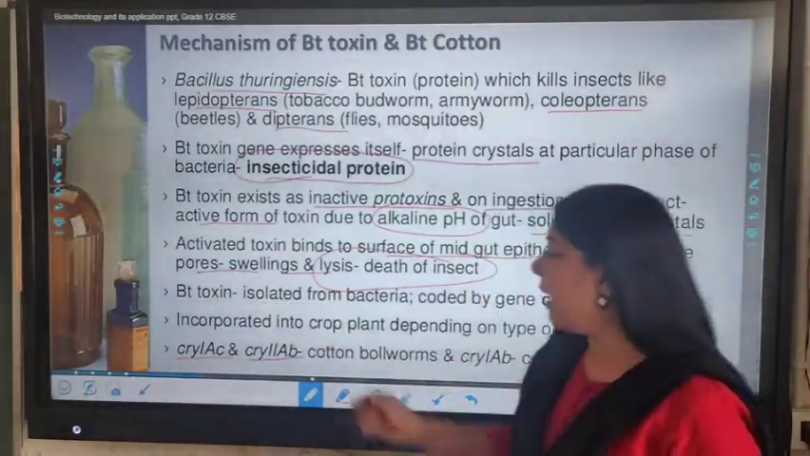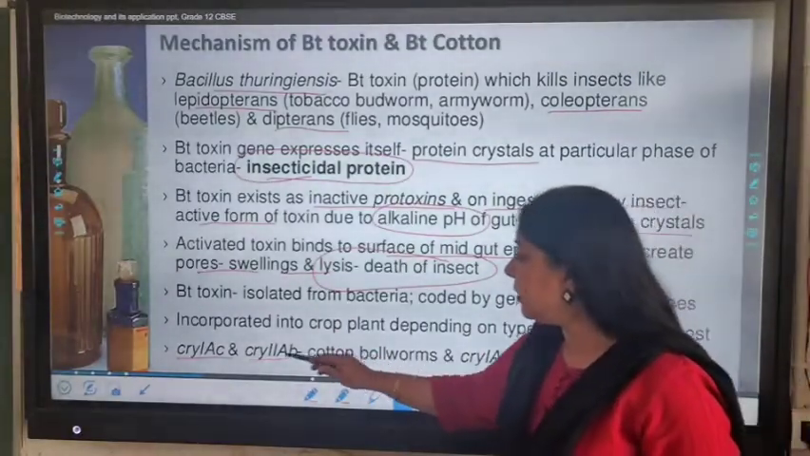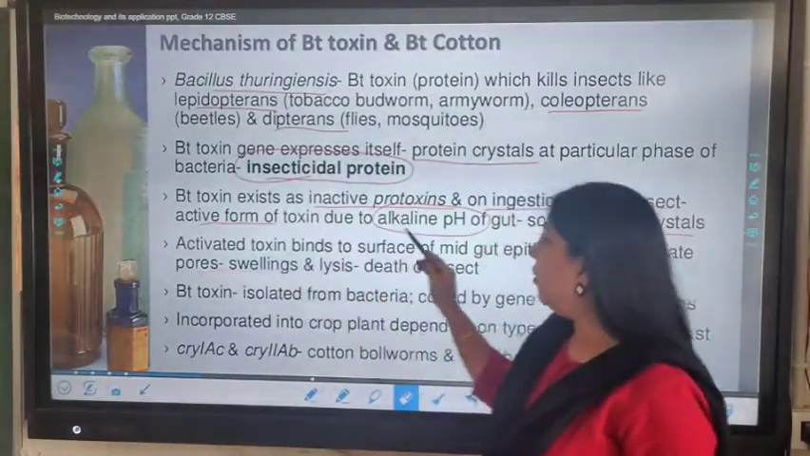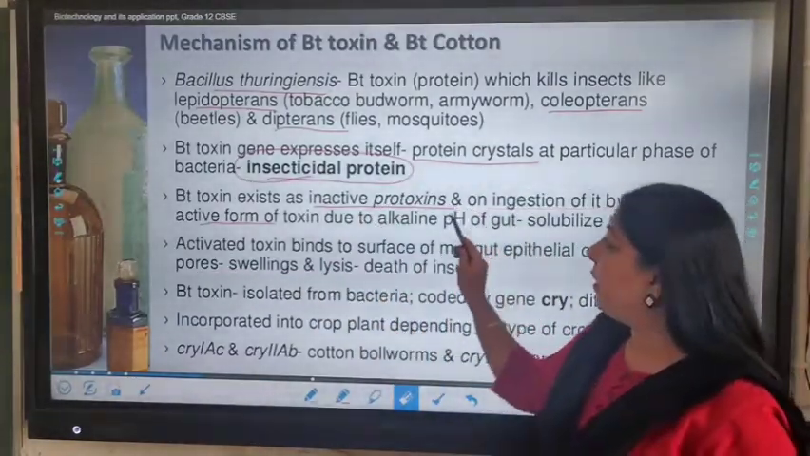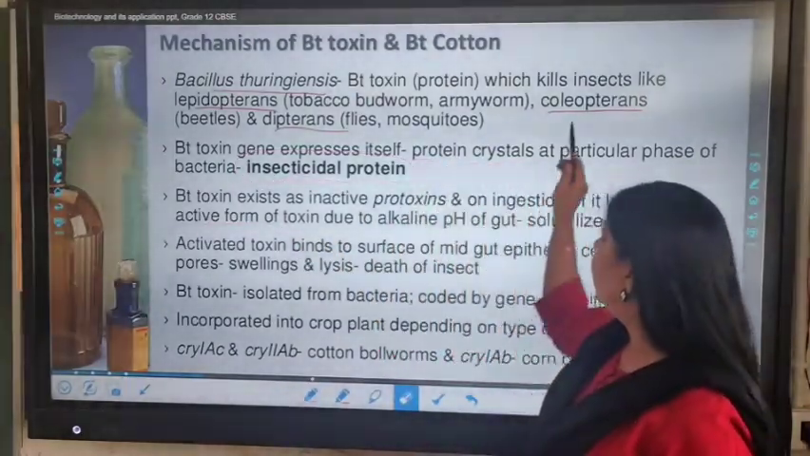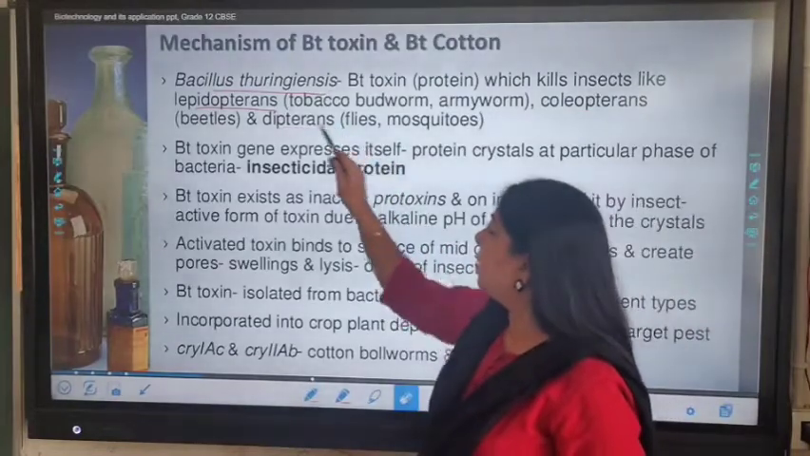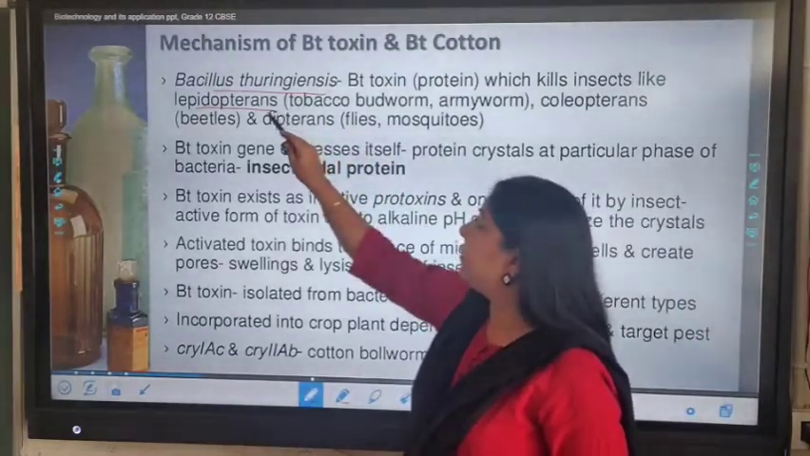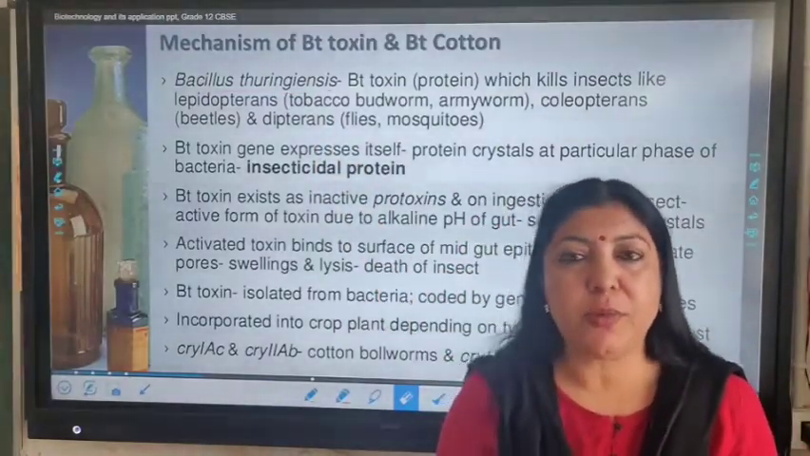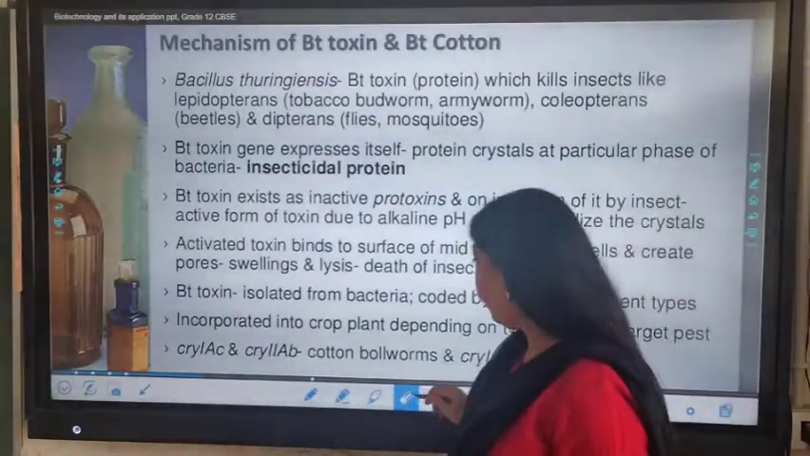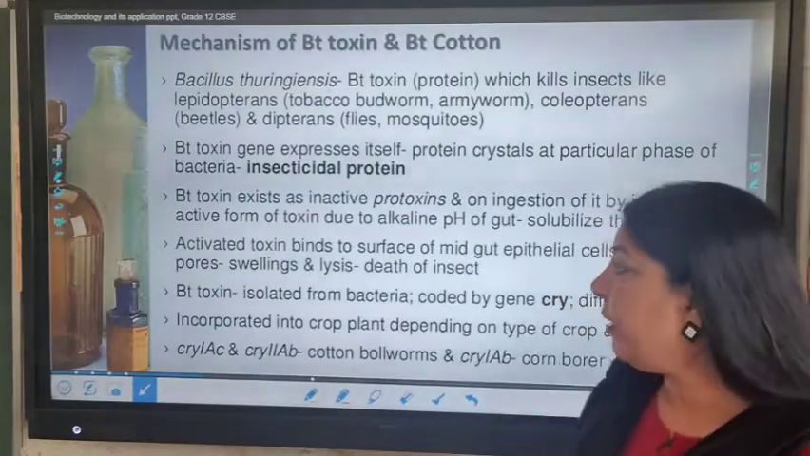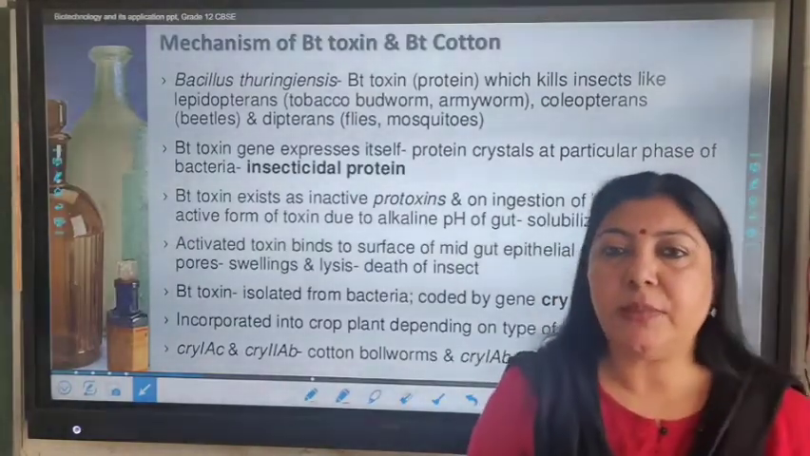So this Bt toxin, as I have already told you, is extracted from various strains of the bacterium Bacillus thuringiensis. That's why we use the suffix Bt. Bt stands for Bacillus thuringiensis. This is a method which has been used very extensively in the case of cotton. The most common is Bt cotton. Now this technique is also being used for Bt brinjal, Bt tomatoes, and Bt potatoes.